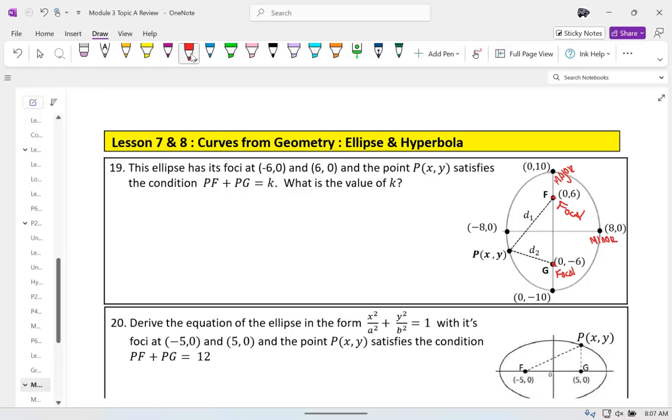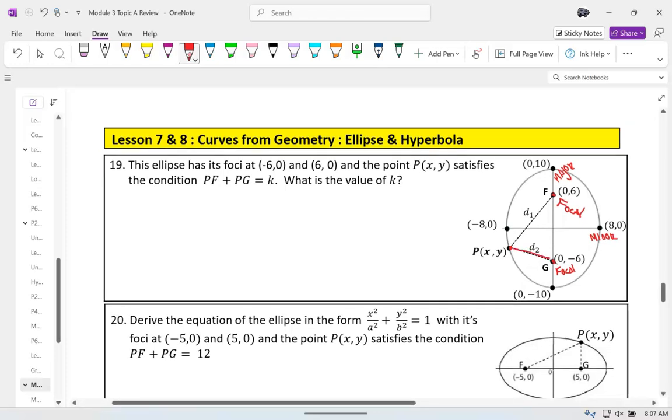All right. So it says this point right here satisfies the condition that PF plus PG is equal to K. All right. So what we learned in class is that this distance right here, if we take these two and we add them up, that distance is going to be the same as the length of the major axis. So I can get this length by adding those two distances up.